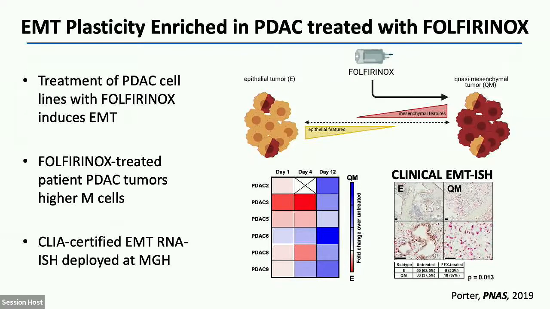Now, when we developed this RNA-ISH, we actually developed it to be a CLIA certified clinical test. This is now completely deployed at the MGH. We stained primary tumors of patients that were treated with FOLFIRINOX in the neoadjuvant setting and resected, and compared it to untreated resected controls. And what we saw was the same thing: enrichment of mesenchymal tumor cells in the setting of neoadjuvant FOLFIRINOX, indicating that the resistant population in the setting of combination chemotherapy, in preclinical and clinical samples, was this EMT transition.